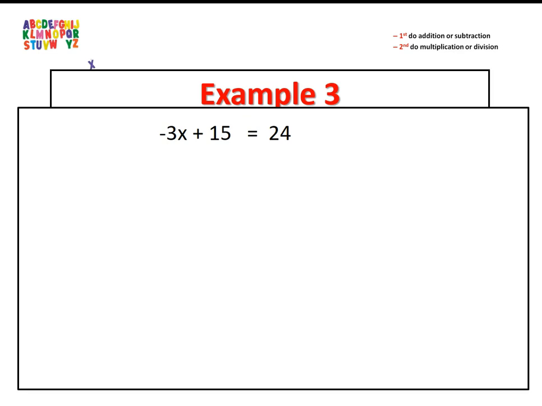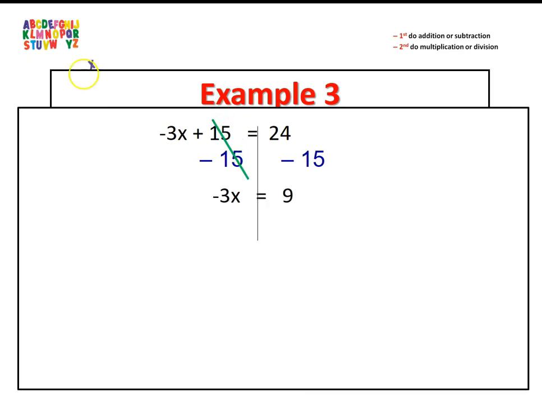So we've got negative 3 times x plus 15 equals 24. So I said times and plus. So we've got multiplication and we've got addition in this one. We're going to undo addition or subtraction first. So how do we undo plus 15? We do it with subtraction. We're going to subtract 15 from both sides.